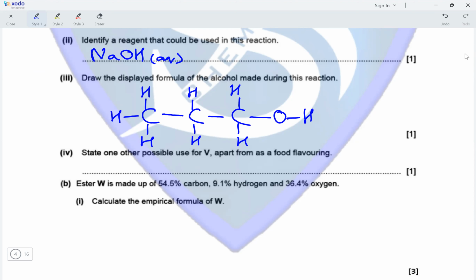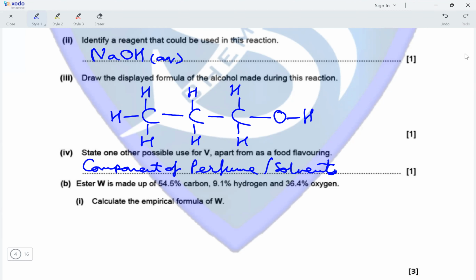State one other possible use of V apart from as food flavorings. So as components of perfume, or it can also be used as a solvent, a single compound.